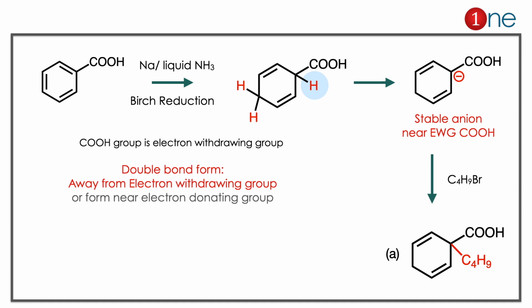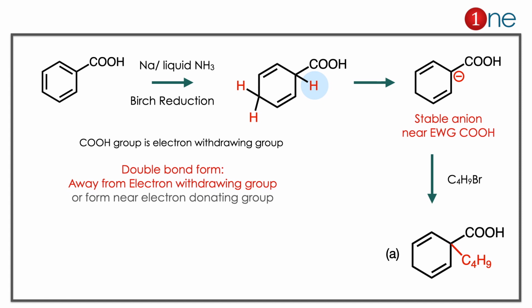Here benzoic acid reacts with sodium and liquid ammonia. Basically it's a Birch reduction. Birch reduction is an important reaction because regioselective reduction will be there. In Birch reduction, the key point is the double bond is formed away from the electron withdrawing group, or you can say formed near the electron donating group. COOH is an electron withdrawing group, so the double bond forms away. Basically it's the 1,4 product.